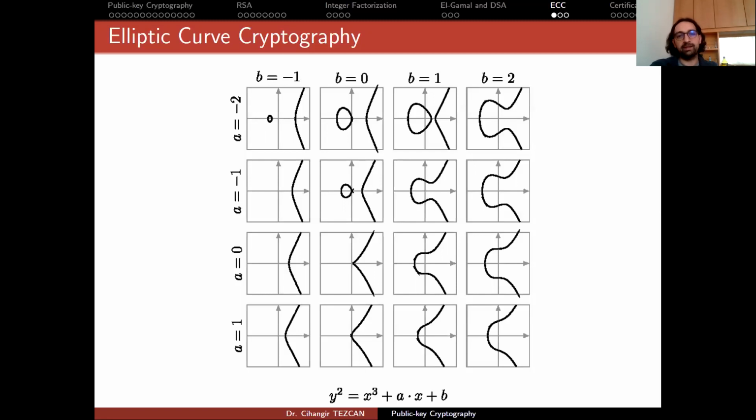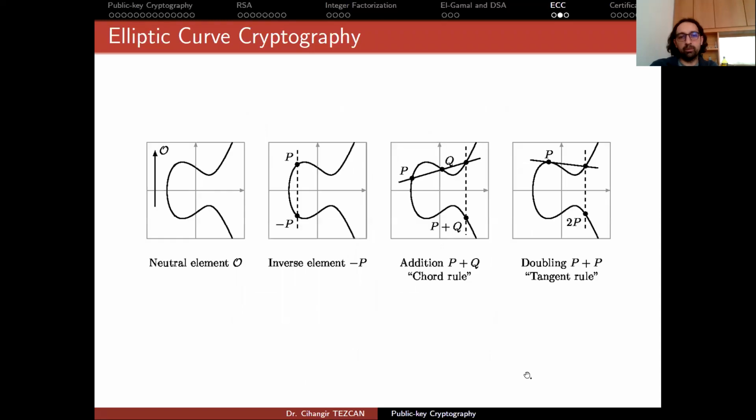So you can think of an elliptic curve as something like this. If you define it in real numbers, a and b can be any real number, and x and y values can be any real number. But if you define it in finite fields, for instance in a binary field like F2, where a and b can be 0 or 1, you can see that the figures will be a little bit limited. But anyway, let's move on.